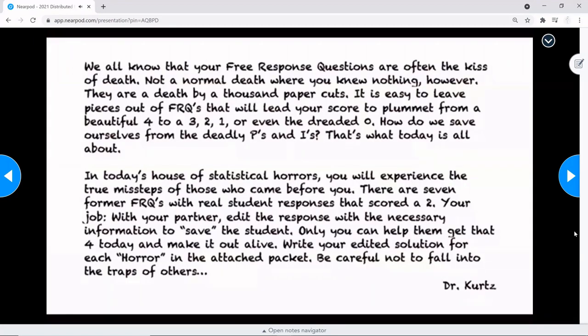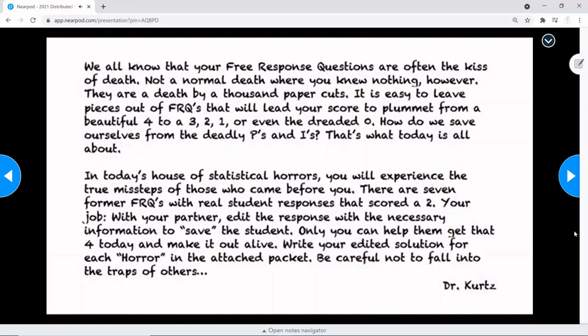So here's the prompt that I gave my students. Free response questions are usually not a 4 or 0, as we have seen. Students tend to lose points by, for lack of a better word, death by 1,000 paper cuts. So how can we save ourselves from P's and I's? That is what this lesson is all about.